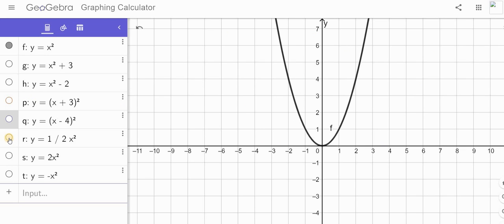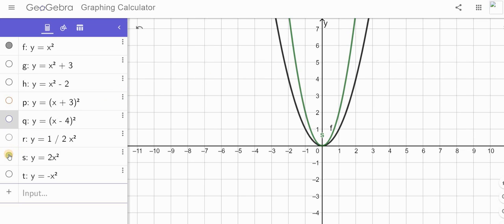Now let's look at the graph of y equals 1/2 x squared. What I want you to see here is that the graph is wider, because these y values are only going up half as fast. The graph of y equals 2x squared, this green graph, is skinnier, or more narrow, than my original function, because my graph is going up twice as fast.